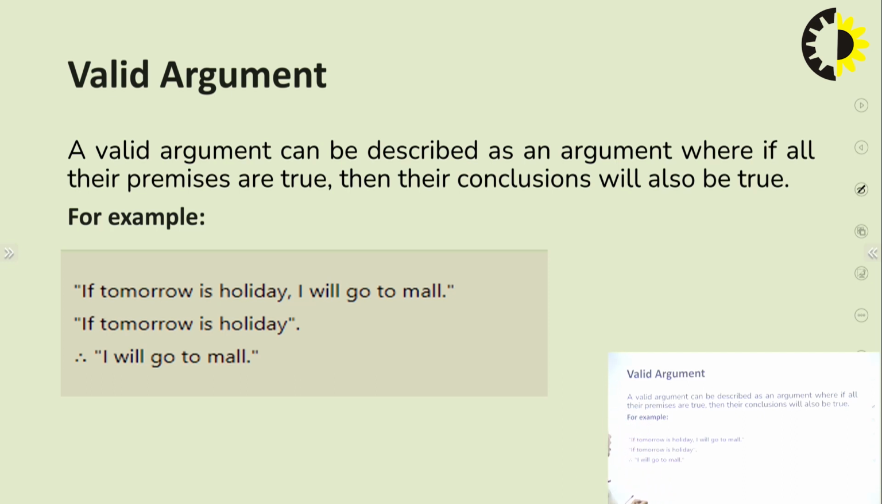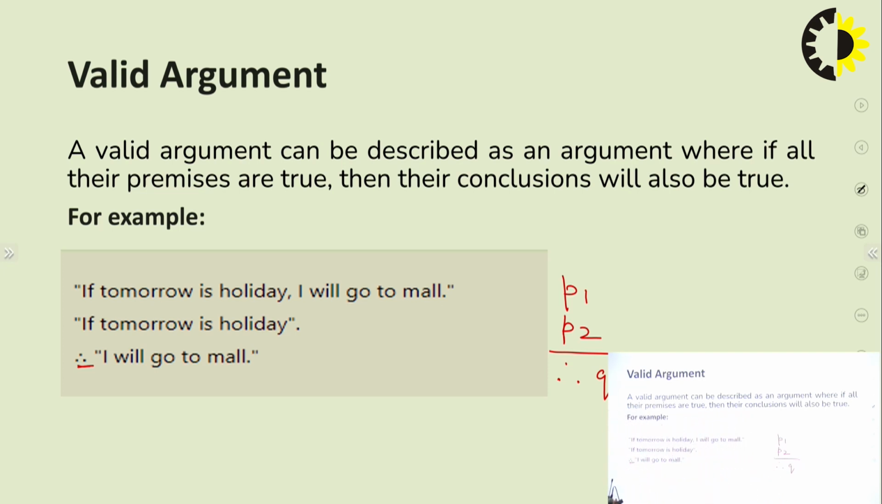For example, suppose I have a premise: if tomorrow is a holiday, I will go to the mall. If I write it as P1, then another premise is that tomorrow is a holiday, this is P2. And here I have a conclusion, because I am having a therefore symbol, that means I am having a conclusion Q over there, therefore Q.